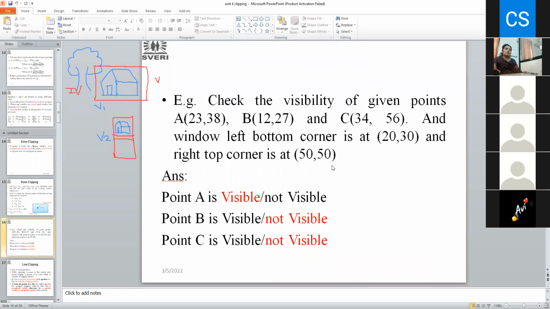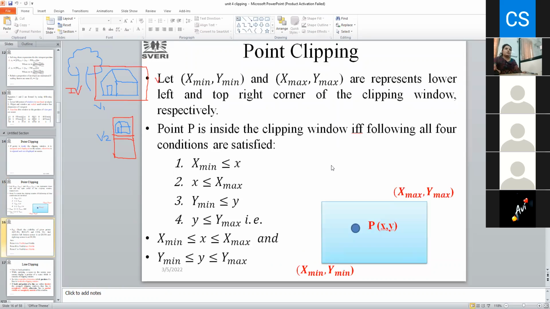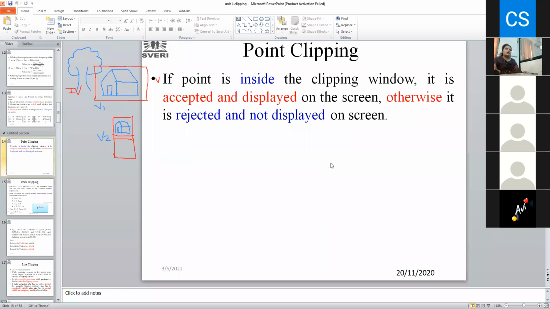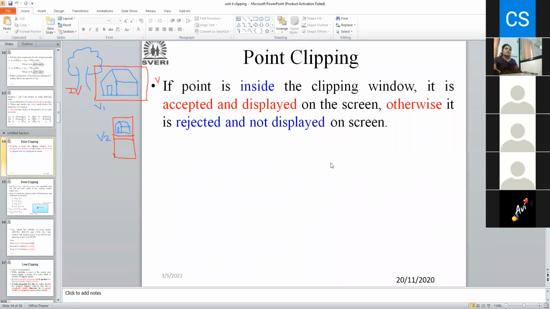Point clipping is easy. Already you had it in your diploma, right? It is not there in our syllabus, point clipping, but the content other than syllabus, for that I have included this point clipping also. So you can just go through the slide.